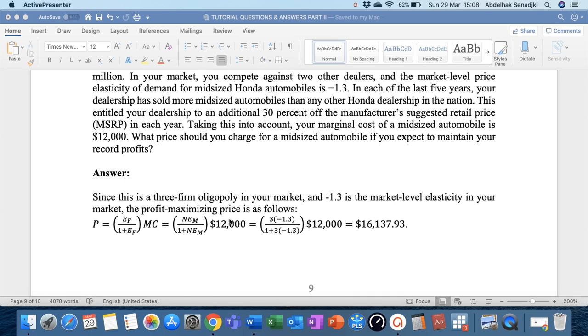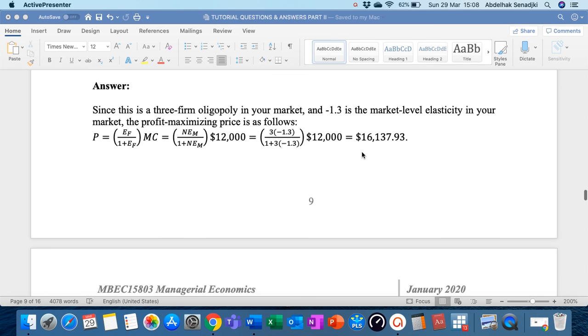Yielding this, we will have the number of firms N is 3 times the elasticity minus 1.3 divided by 1 plus 3 times minus 1.3, all times 12,000, and we will get 16,137.93. So we are going to charge this price to maximize your profit and keep your leadership.